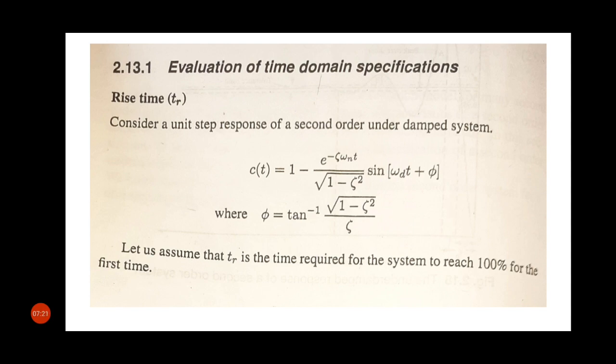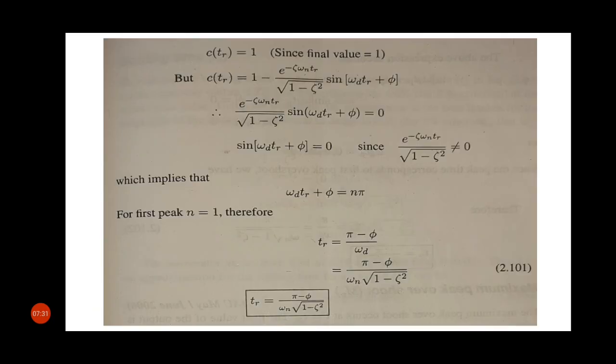Let us assume that Tr is the time required for the system to reach 100% for the first time. That's why c(Tr) equal to 1, because Tr is the time required for the system to reach 100% for the first time, since our final value is equal to 1.